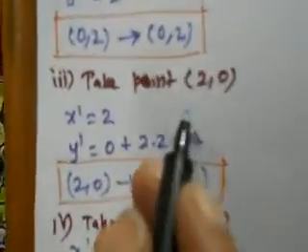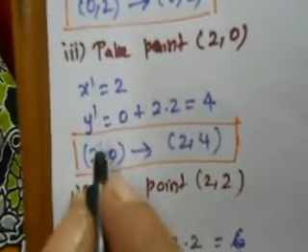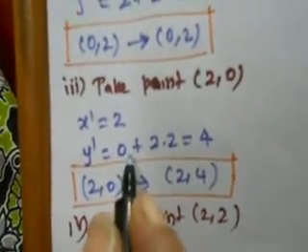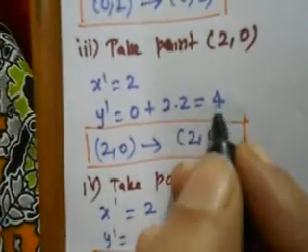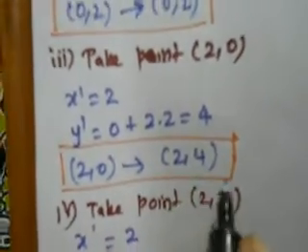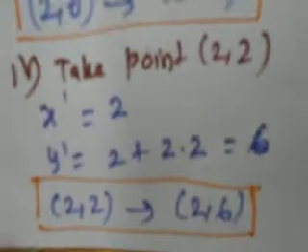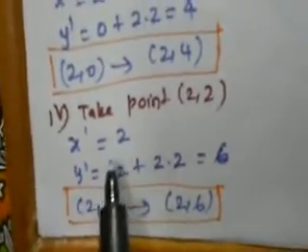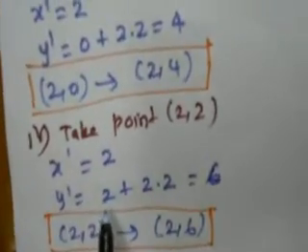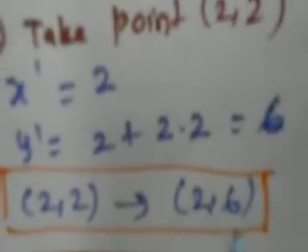Now we take the next point 2,0. Here x is 2, so x dash is also 2. y dash is equal to y, which is 0, plus shearing parameter 2 into x, which is also 2. 2 into 2 is 4. Now 2,0 becomes 2,4. Next we move to the last coordinate 2,2. Now x dash is equal to x, so x dash is equal to 2. y dash is equal to y, which is also 2, plus shearing parameter 2 into x, which is also 2. So 2 into 2 is 4, 4 plus 2 is 6. Now 2,2 becomes 2,6.